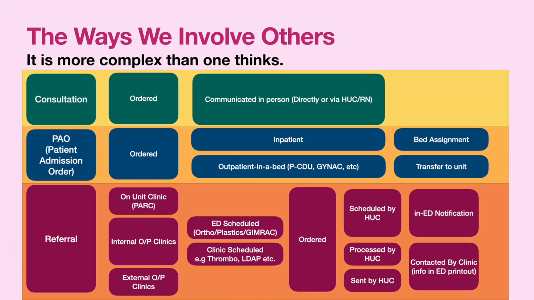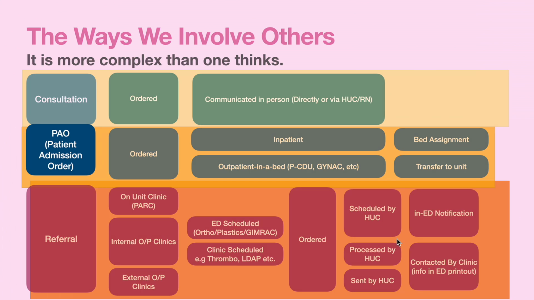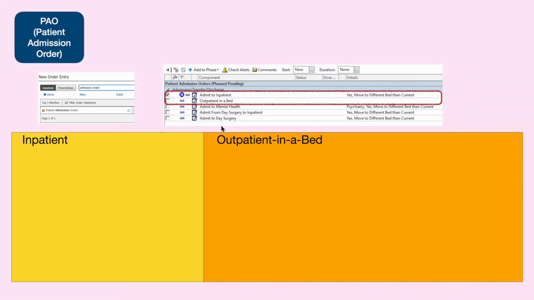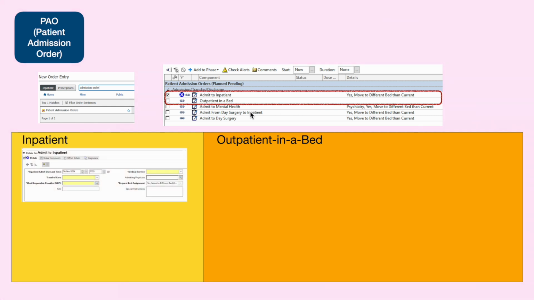Remember this? We spoke about consultations. Now let's talk about patient admission orders. Patient admission order, as an order, you can search for it wherever you can search for orders. Once you find it, this is what it looks like. There is multiple options. In Emerge, we're only interested in the first 2, which is admit to inpatient or an outpatient in a bed. Let's take a look at admit to inpatient.